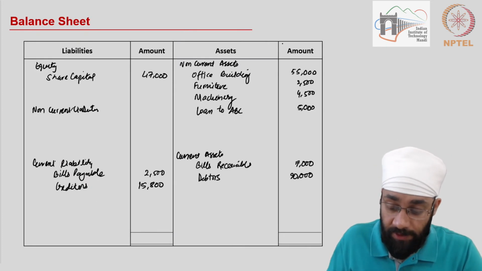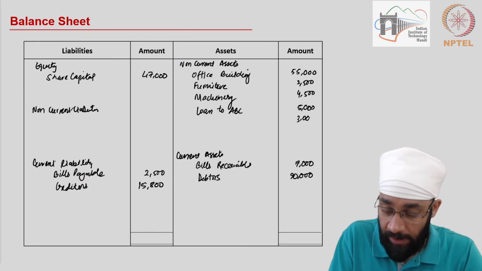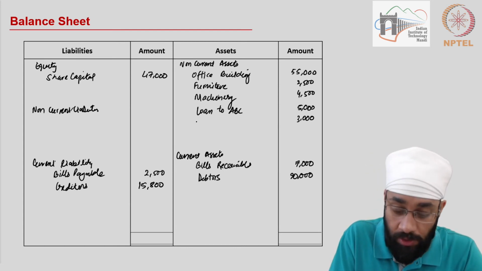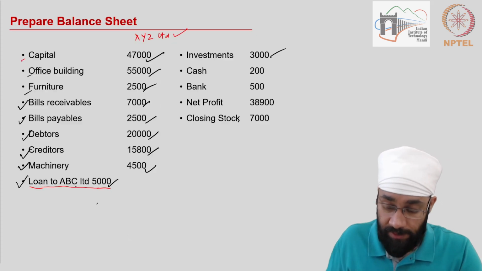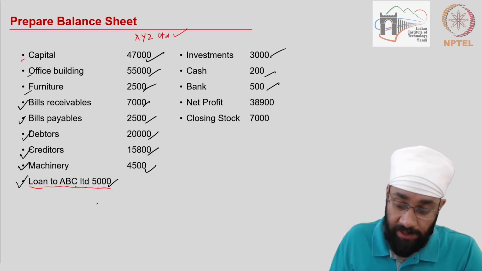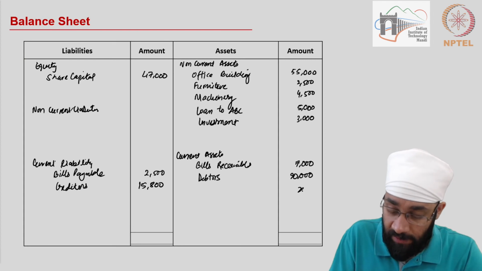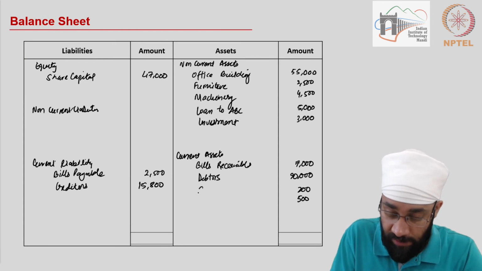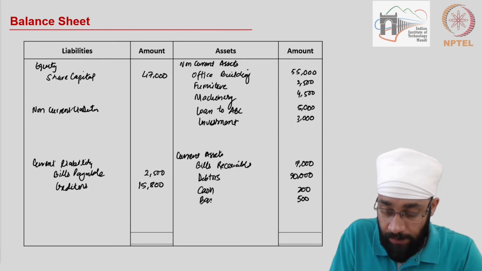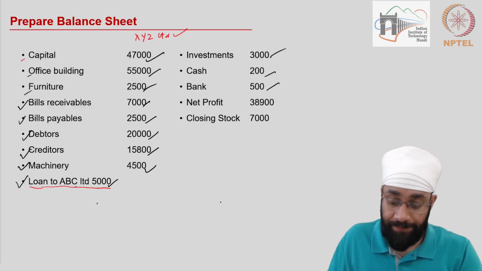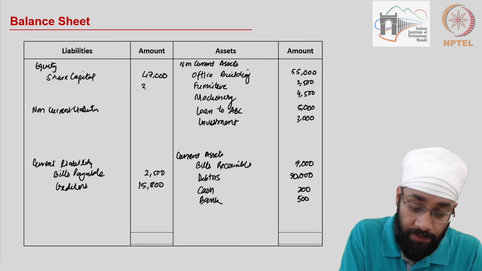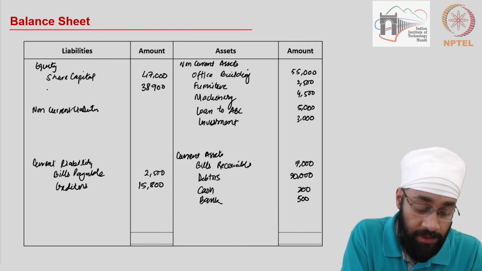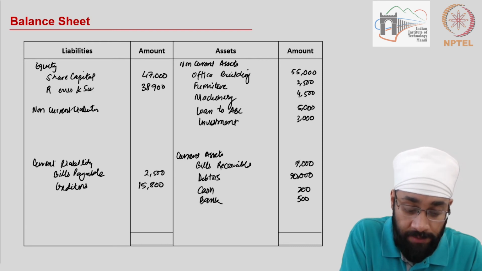There is an investment 3,000. Again, unless specified, we typically assume this is a long-term investment. So investment is 3,000. Cash and bank are 200 and 500 respectively. 200, 500. This is cash balance. This is bank balance. Net profit during the year is 38,900. So I'm going to write 38,900 here and say reserves and surplus.